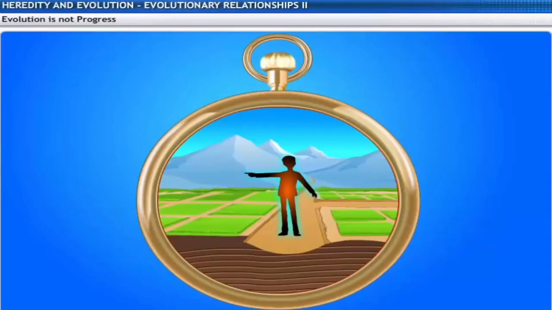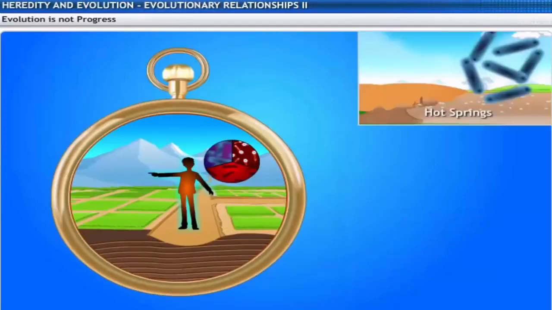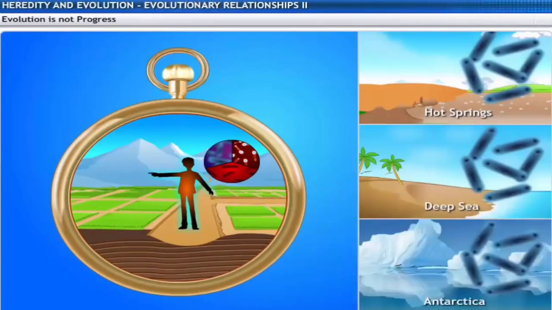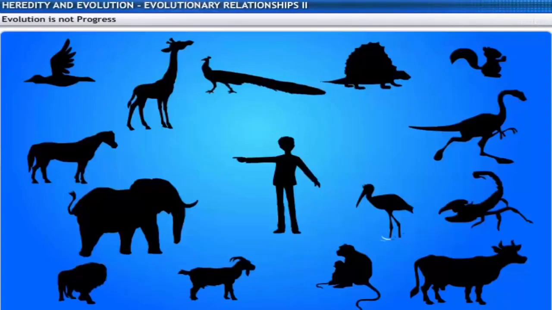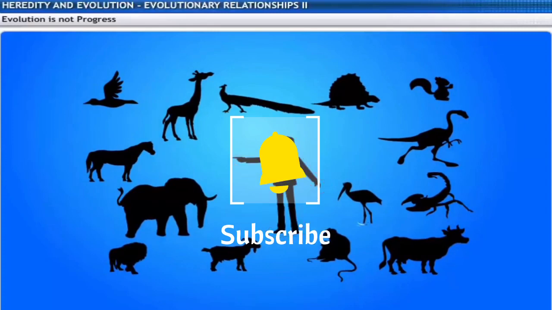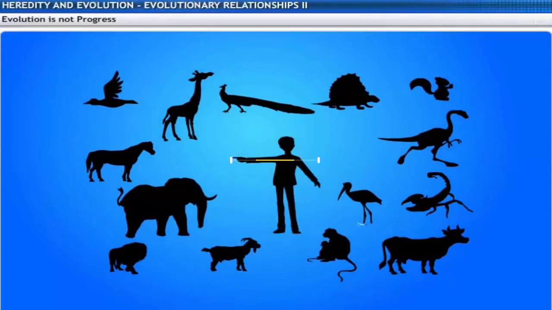For example, one of the simpler forms, bacteria, is able to survive in almost all climatic conditions such as hot springs, deep-sea thermal events, and in Antarctica. In other words, human beings are not the height of evolution, but simply yet another species in the crowded spectrum of evolving life.